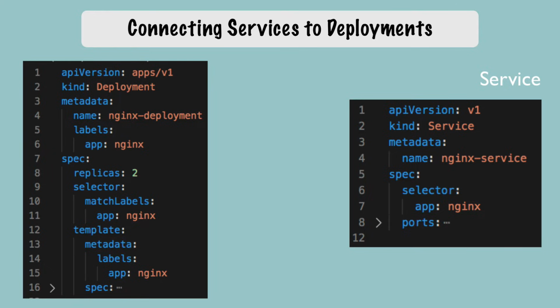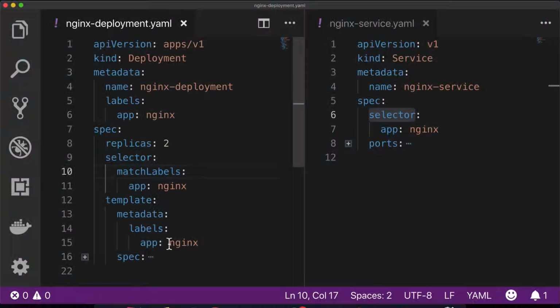So in the specification of a service, we define a selector, which basically makes a connection between the service and the deployment or its pods, because the service must know which pods are registered with it, so which pods belong to that service. And that connection is made through the selector of the label, and we're going to see that in the demo.